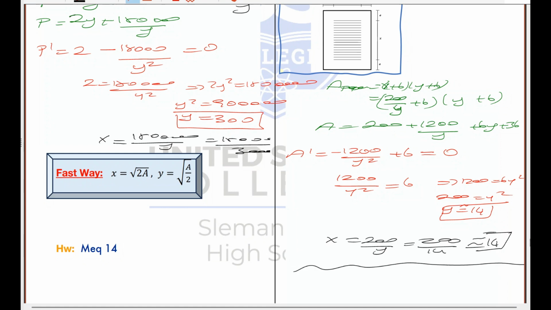What was the question? The question was asking about the dimensions of the page, which are x plus 6 and y plus 6. X plus 6 is 14 plus 6, which is 20, and y plus 6 is also 14 plus 6, which is 20. So these are the dimensions of the page.